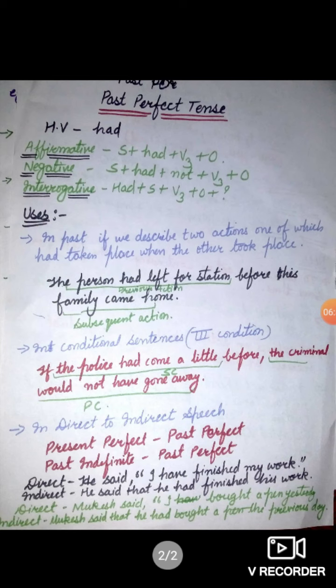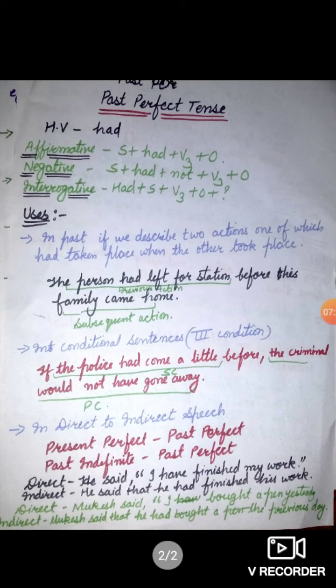In affirmative sentences, structure is first of all subject is used, thereafter had, which is helping verb, plus third form of verb plus object. In negative sentences, subject plus had plus not plus third form of verb plus object. And in interrogative sentences, as I already told you, first of all helping verb is used, had plus subject, thereafter third form of verb, then object and question mark.